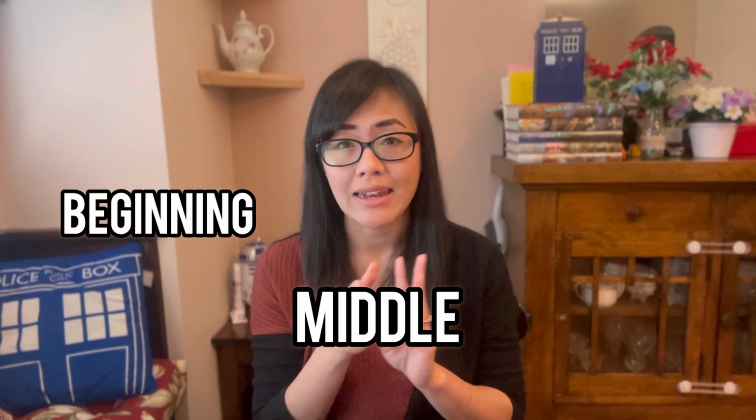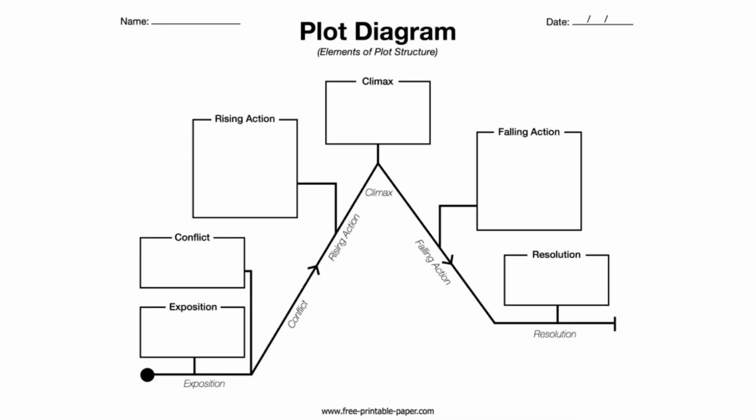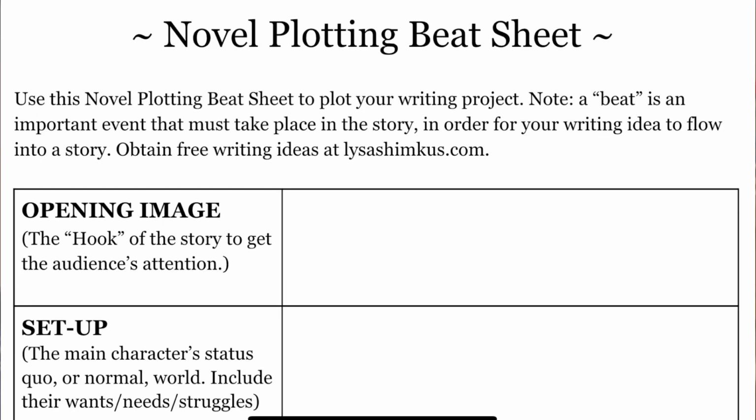Certain events must happen in order for your story to be considered a story. Think of it as needing a beginning, a middle, and an end, with more important information stuffed in between. Let's look at what this looks like using a plot diagram, a list of events, and a beat sheet.